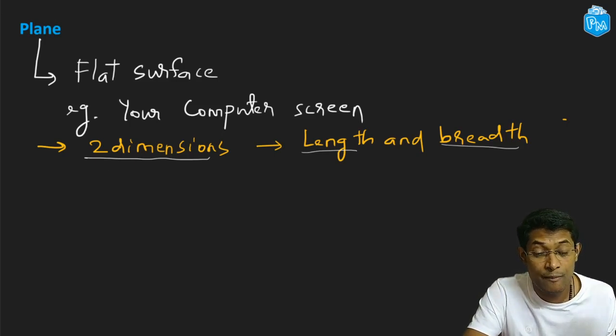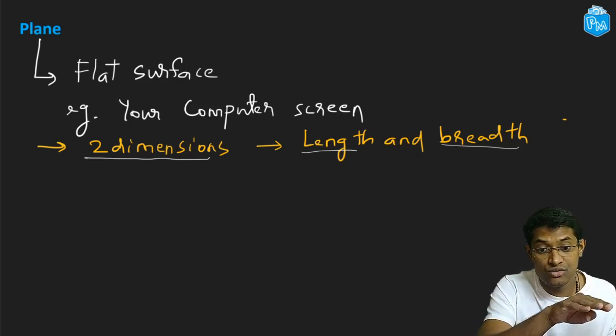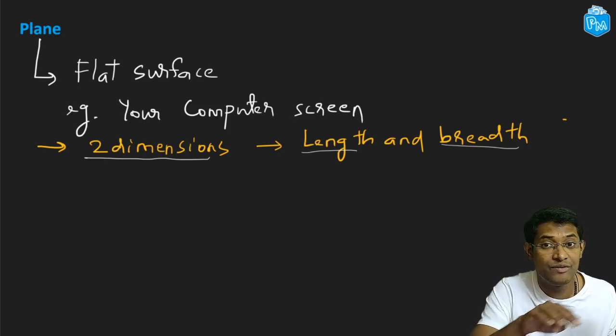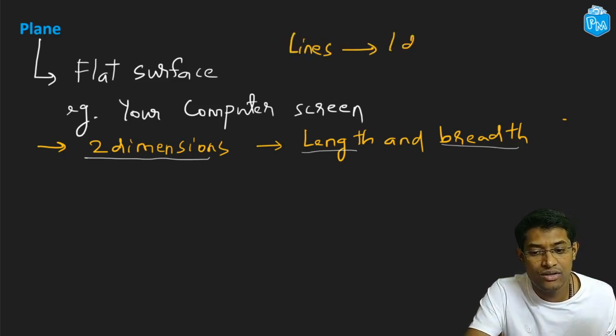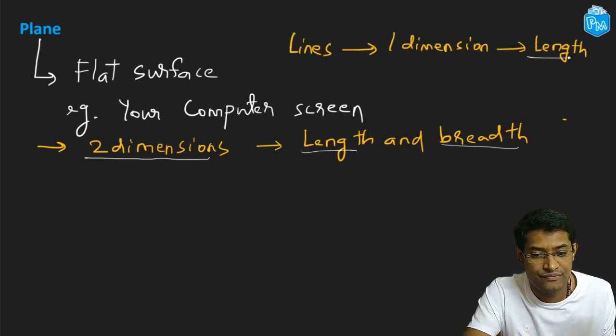What about a line? You can see that a line just goes on like this, right? It's a one-dimensional figure, and we call that one dimension as length. We measure it in terms of length. So a line has only one dimension, a plane has two dimensions. Now let's take an example of a plane.